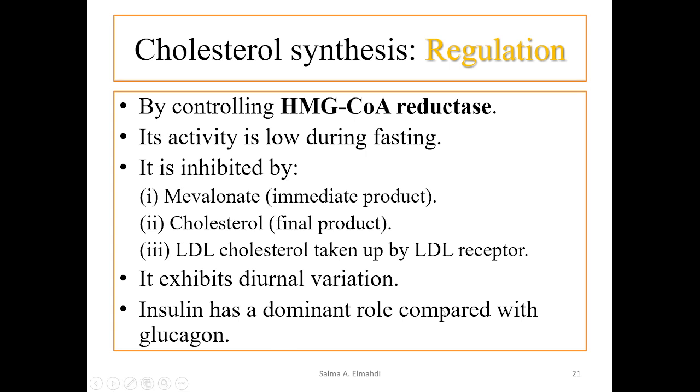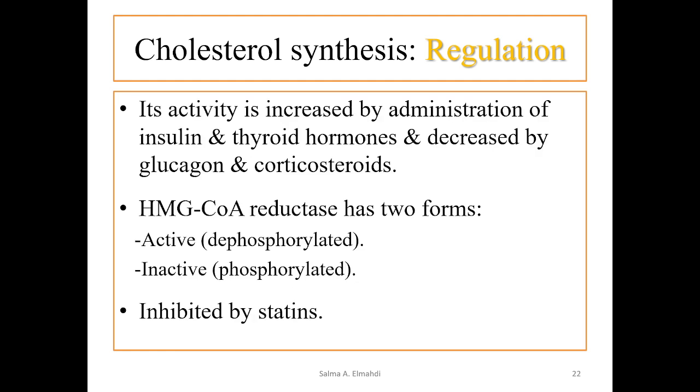Insulin has a dominant role compared with glucagon regarding regulation of HMG-CoA reductase. Particularly, administration of insulin and thyroid hormones increases activity of HMG-CoA reductase, while the activity of HMG-CoA reductase is decreased by the antagonistic hormones glucagon and corticosteroids.